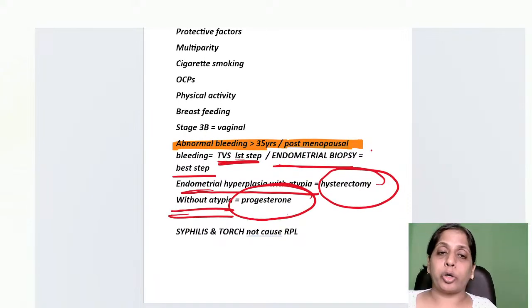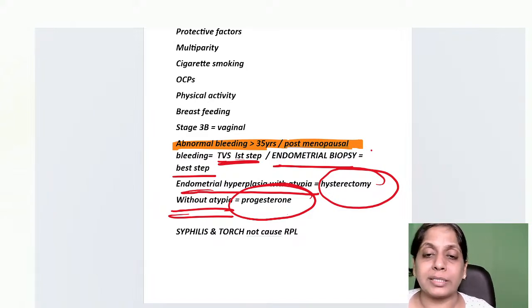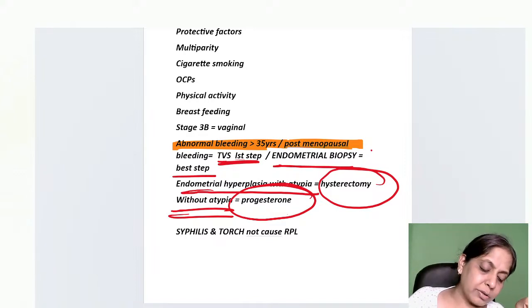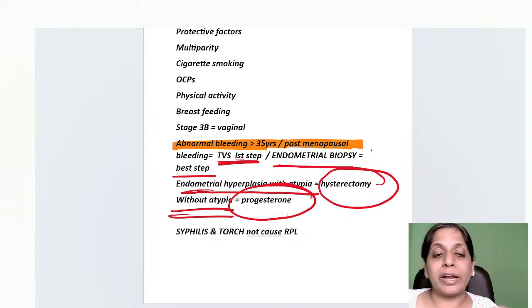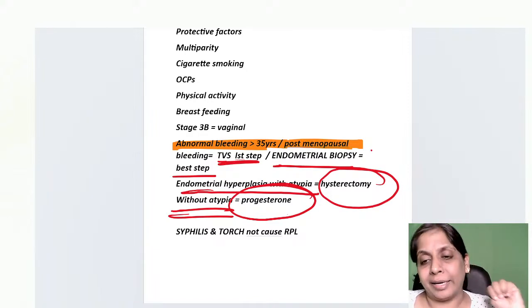Syphilis and TORCH do not cause recurrent pregnancy loss. Yesterday this point was left. Syphilis and TORCH, they don't cause recurrent pregnancy loss. That was all about the gynae.